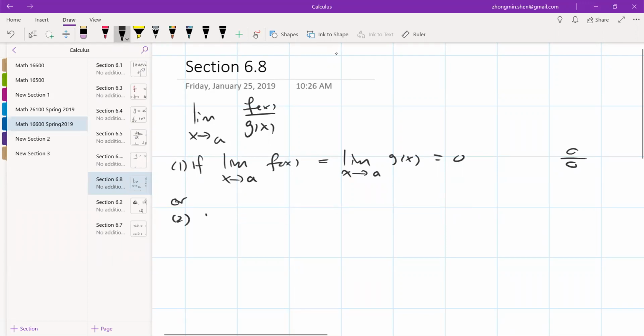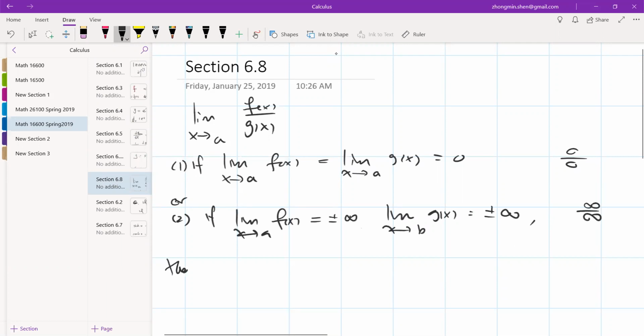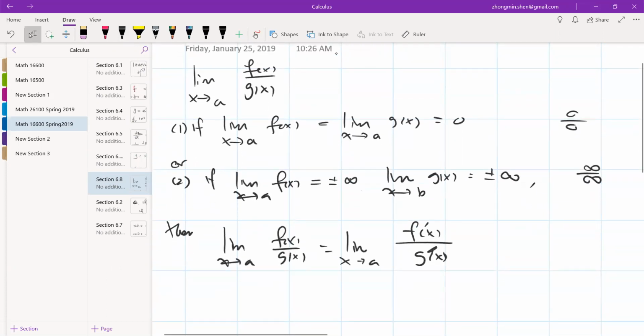Or the second case, if this is going to be plus or minus infinity, and this will be plus or minus infinity, that's called the infinity over infinity type. And then you can find the limit using their derivatives, as long as the limit of the derivative exists, then that should be equal.